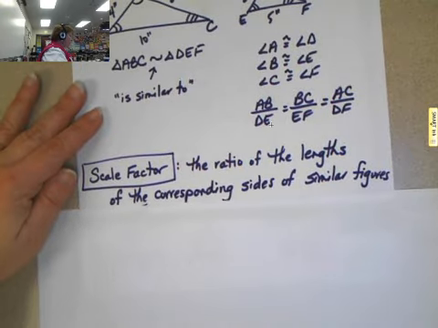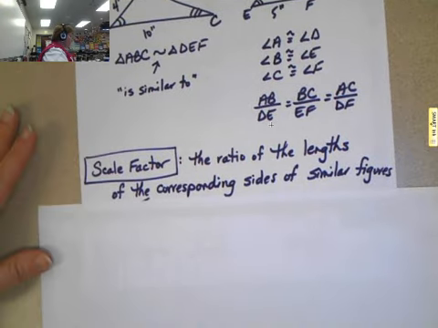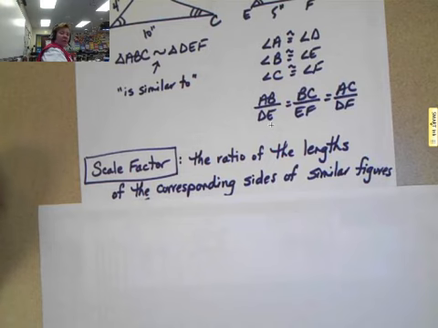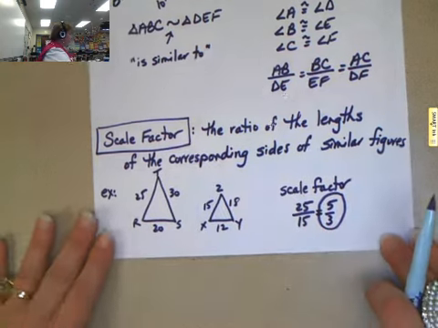Scale factor. I almost used the term scale factor just then and realized we haven't talked about it yet. Scale factor is the ratio of the side lengths of the corresponding sides of similar figures. So besides just saying the ratio, in this case was 2 to 1, you could say the scale factor is 2 to 1.